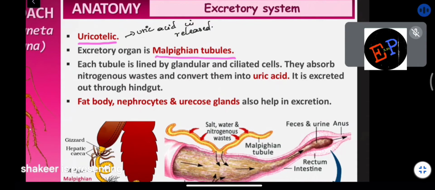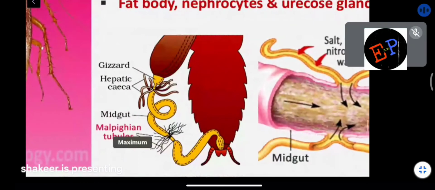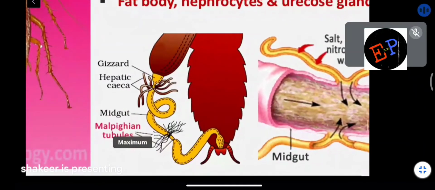How many Malpighian tubules are present? 100 to 150 Malpighian tubules are present. Already we have studied, no? So each tubule means what? Each Malpighian tubule. So where do we have Malpighian tubules? Here I have Malpighian tubules, no? Clear, no?